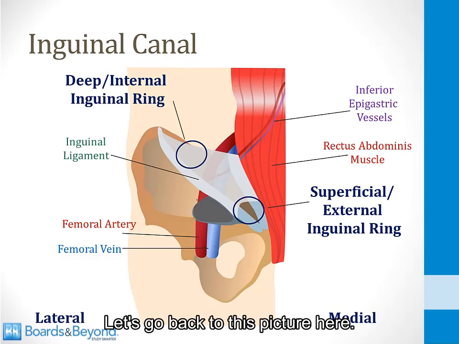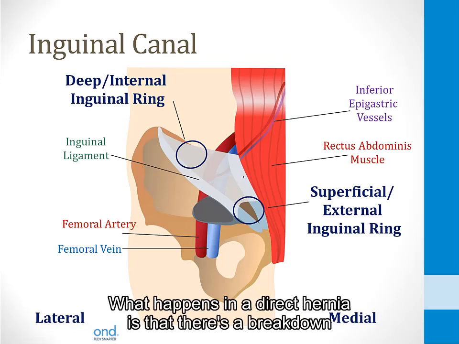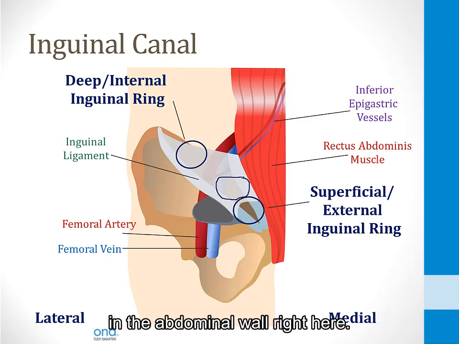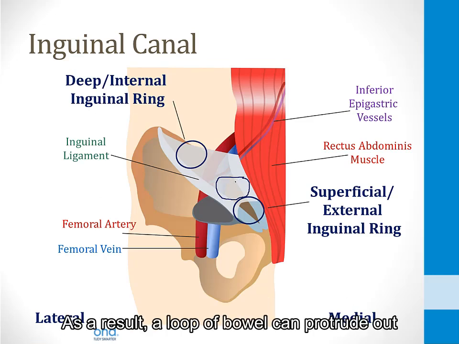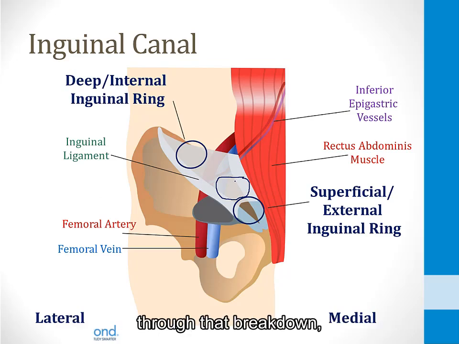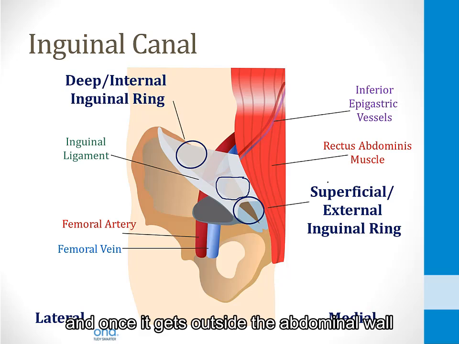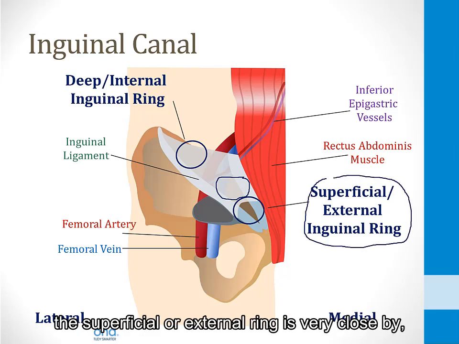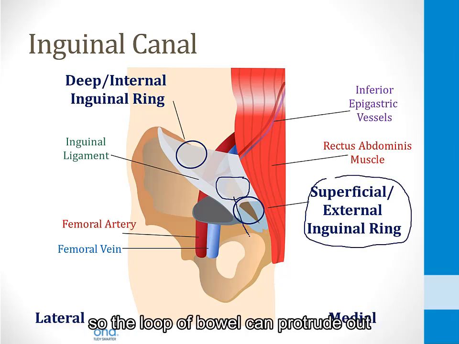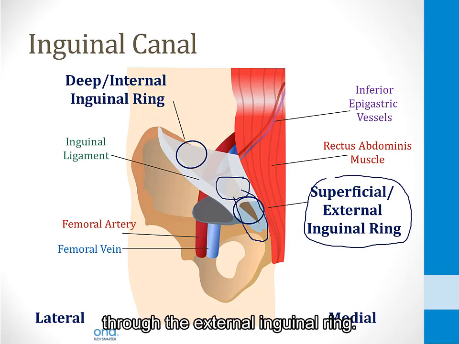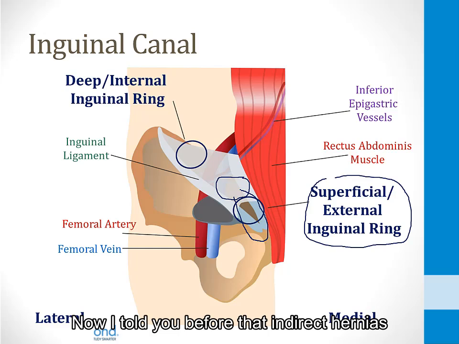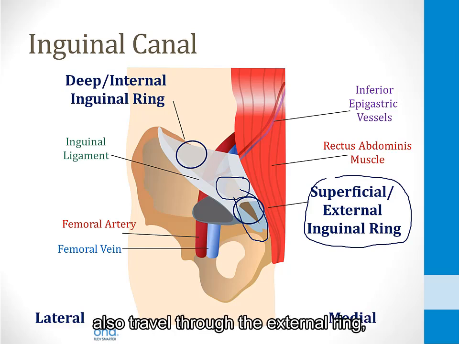Let's go back to this picture here. What happens in a direct hernia is that there's a breakdown in the abdominal wall right here. As a result, a loop of bowel can protrude out through that breakdown, and once it gets outside the abdominal wall, the superficial or external ring is very close by, so the loop of bowel can protrude out through the external inguinal ring.